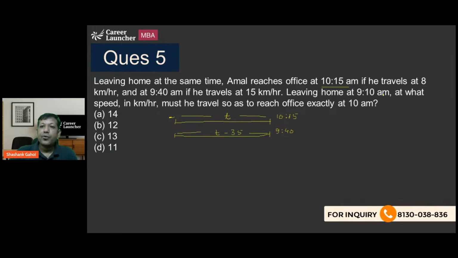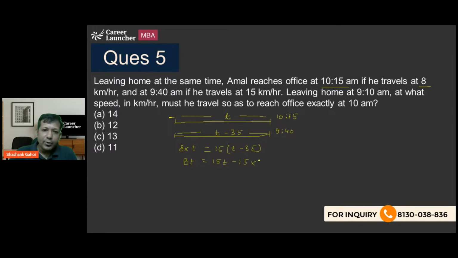In the first case, what is the distance? What is the speed? 8. What is the time taken? That is T. In this case, what is the speed? That's 15. What is the time taken? That is T minus 35, right? So from here, I am going to solve it. I am going to get 8T is equal to 15T minus 15 into 35.